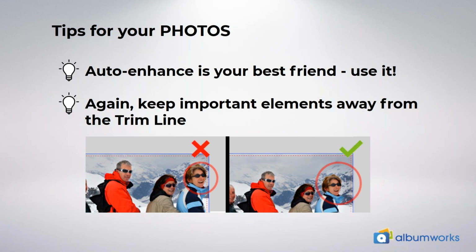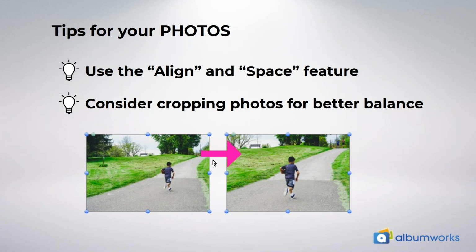Another tip that we've mentioned before, keep important elements away from the dashed red line around the page, which is also known as the trim line. So when we trim the edges of your pages, there can potentially be a 2 to 3mm shift, so be sure to keep important elements away from this line. You can use the align and space feature in the editor when highlighting multiple images on the page. So for example, you can align all your photos to the left edge, or you can evenly space them by a predetermined amount. And I'll show you how to do this a bit later in the editor.